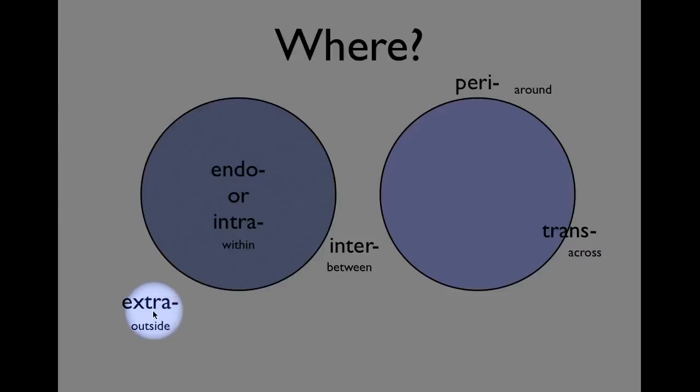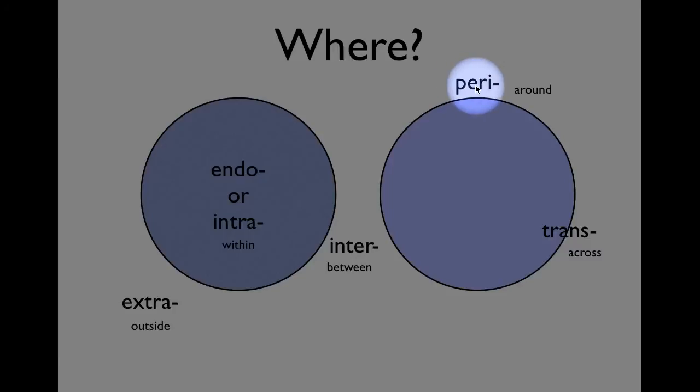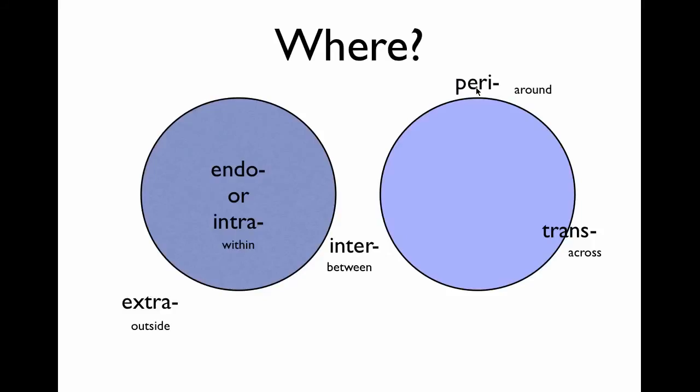Extra refers to outside. You certainly know things like extraterrestrial. Peri means around. So when we talk about something that is around a structure, peritoneum, for example, that is fairly commonly used to mean around something. It could be a cell, it could be a whole sheet of tissue, it could be around an organ. The pericardium, for example, is a membrane surrounding the entire heart.